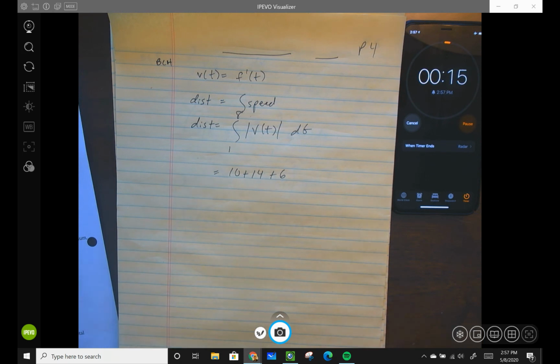Velocity. Integral of velocity is... sorry, integral of speed is distance traveled. Total distance traveled. Net displacement would be the 10 minus 14 there, plus 6. And my 15 minutes is up, and we used it all up, and I hope this is helpful.